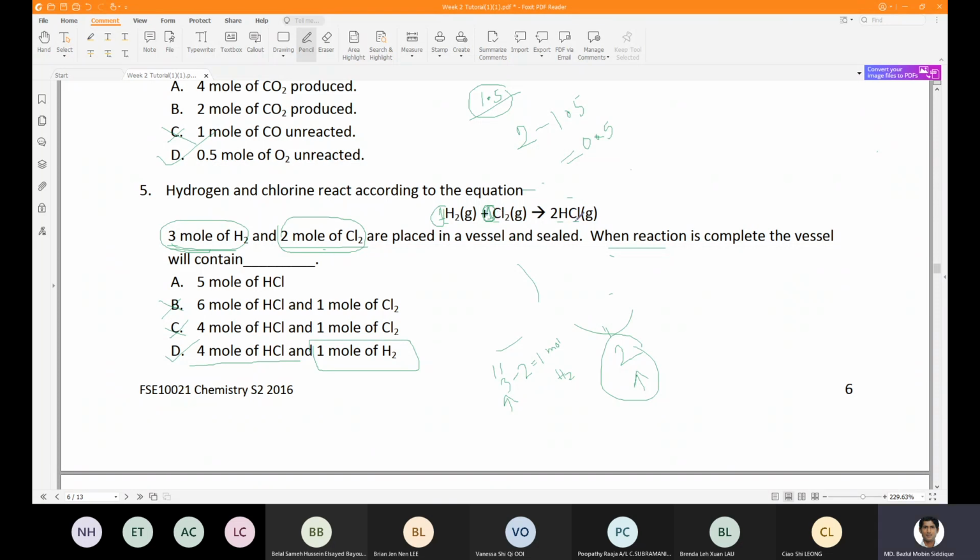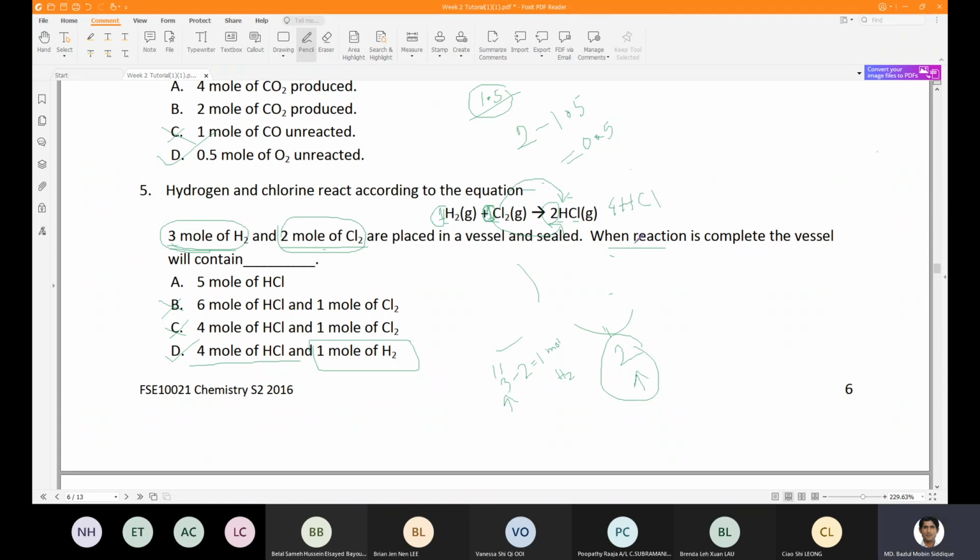1 mole of chlorine produces 2 moles of hydrogen chloride, right? 1:2 reaction. In this case, reactant to product is 1:2. Reactant to reactant is 1:1. So 1 mole of chlorine is producing 2 moles of HCl. Now if I have 2 moles of chlorine and all these 2 moles will be used up because chlorine is the limiting reactant, I will have 4 moles of hydrogen chloride. 1 produces 2, so 2 produces 4. Simple, right? So I will have 4 moles of HCl.